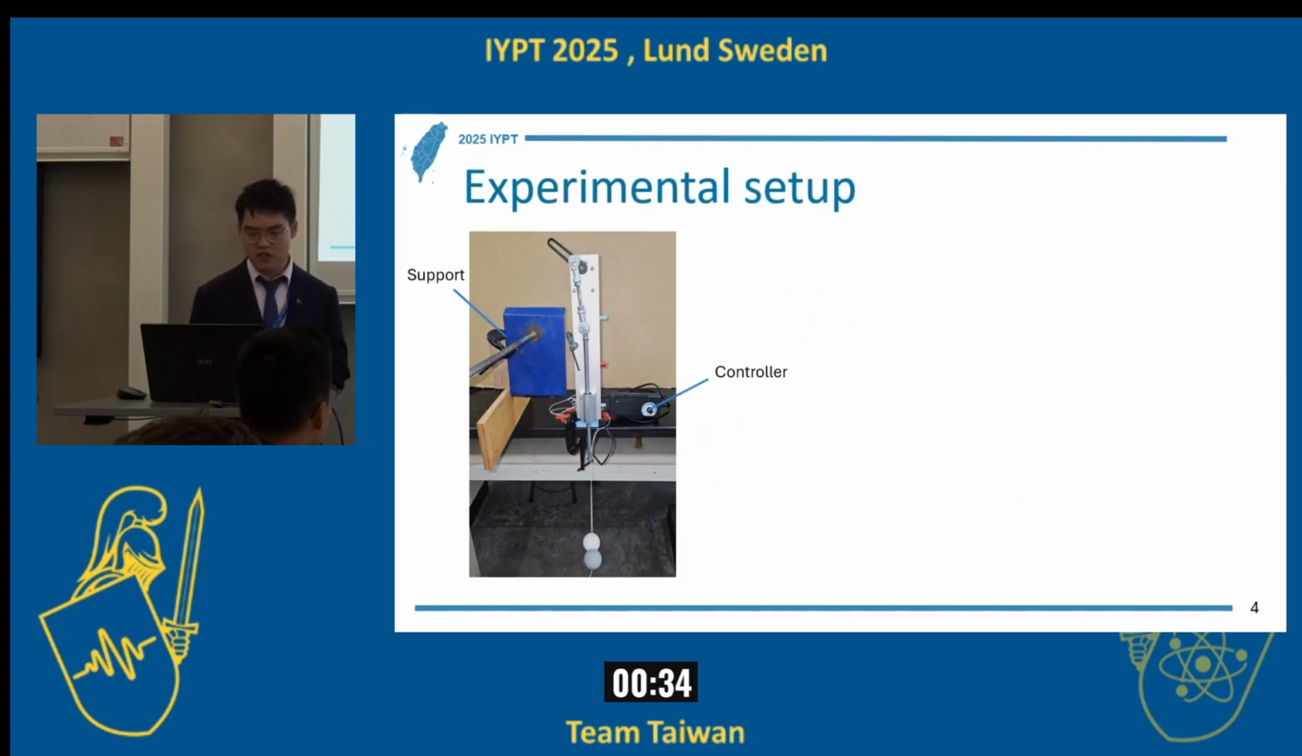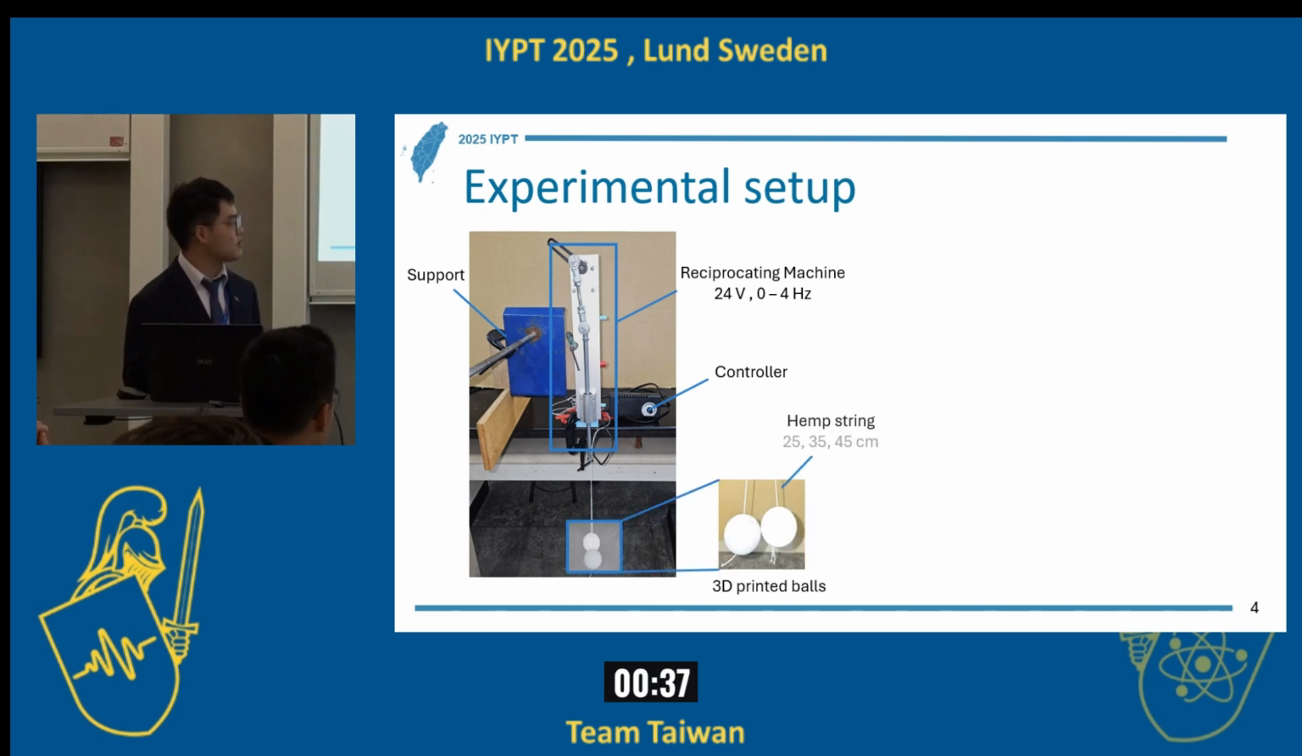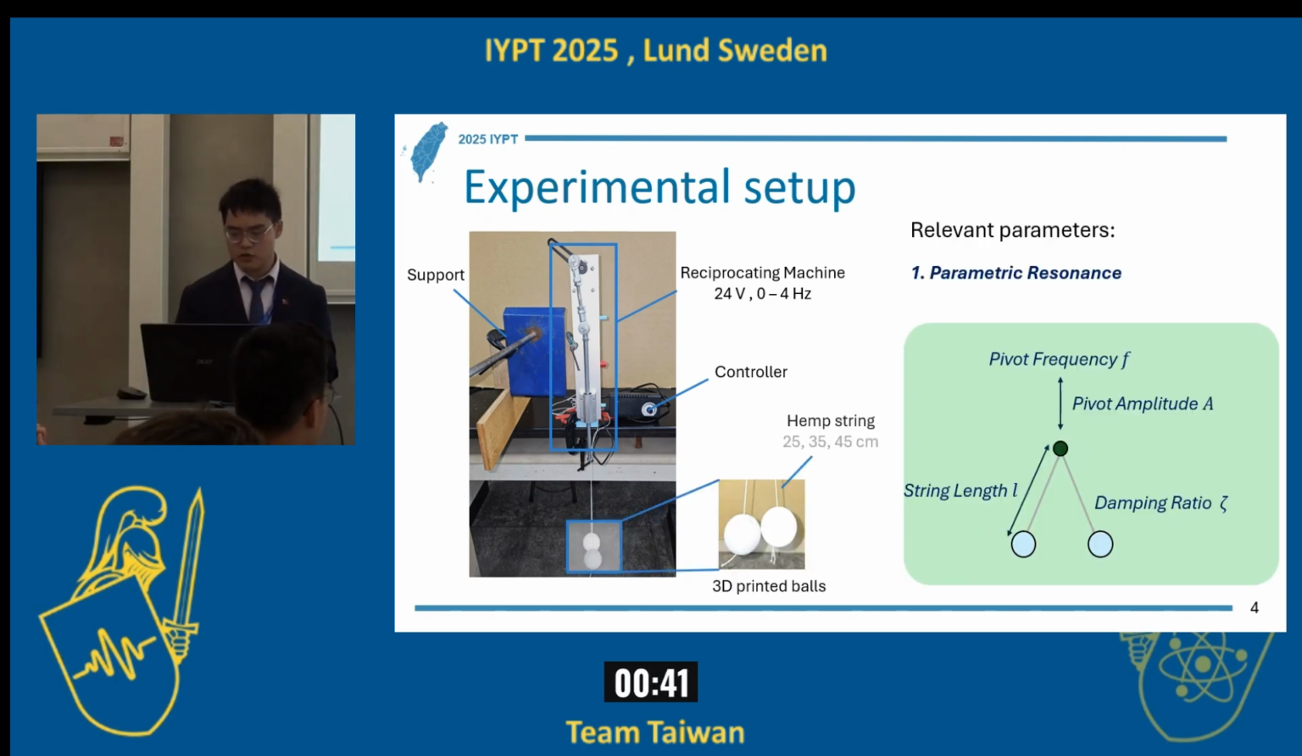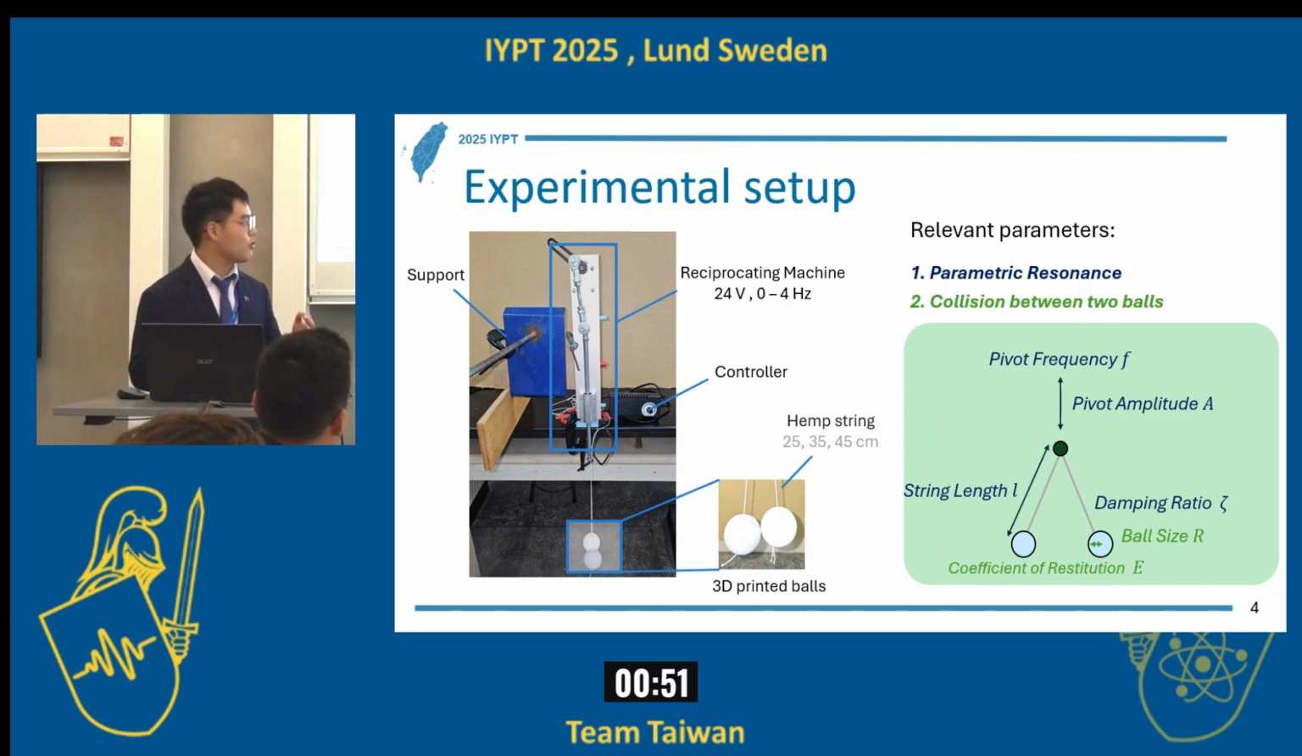We use a reciprocating machine with strings of different lengths. The relevant parameters include the pivot's frequency and amplitude, the string's length and damping ratio for parametric resonance, the ball size, and the coefficient of restitution for the collision between the two balls. So let's dive into our theory.